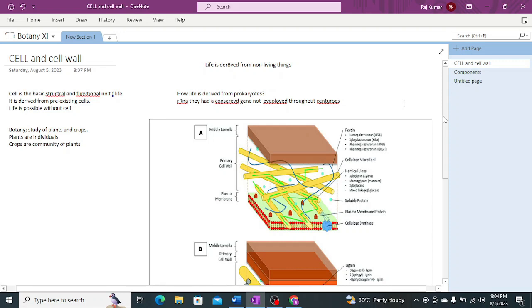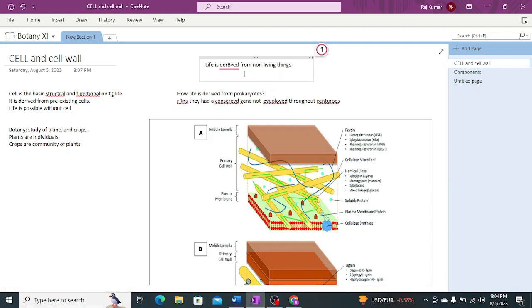They contain rRNA, which contains the conserved gene, and that conserved gene is unable to mutate and evolve throughout centuries. So the conserved gene inside the eukaryotes was compared with the conserved gene inside the prokaryotes, and both concluded that yes, eukaryotes are derived from prokaryotes. Similarly, that also complies with the point of cell theory, that cells are divided from pre-existing cells.